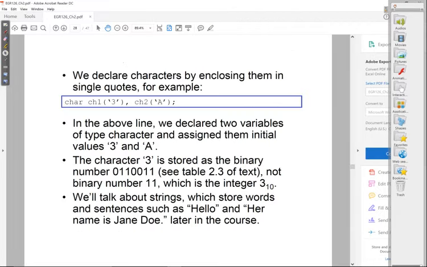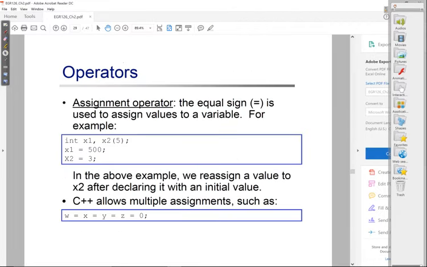Let's move on. Operators, okay, when you work with math and equations. There's something called an assignment operator. That's the equal sign, right? If I have a variable and I want to set a value equal to it, it's just like shown in this first blue box, okay? You do x1 equals 500. So the equal sign is what we call the assignment operator.